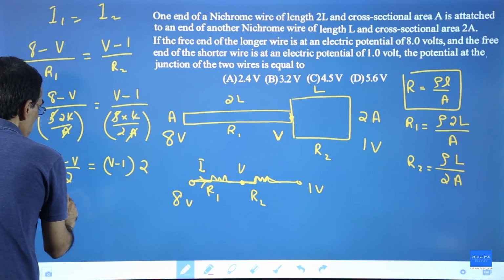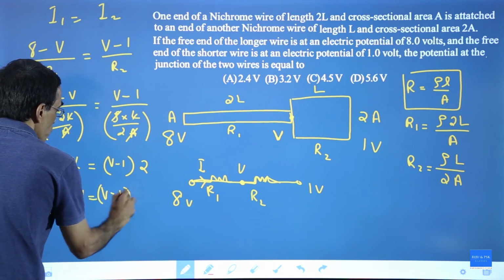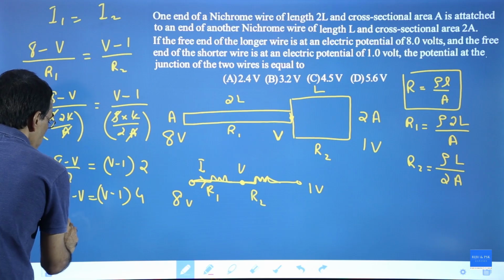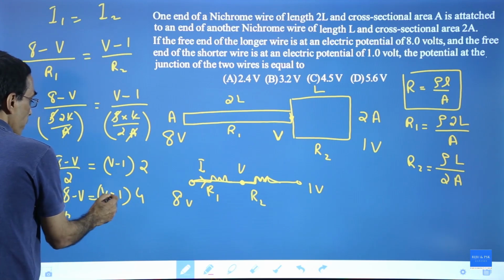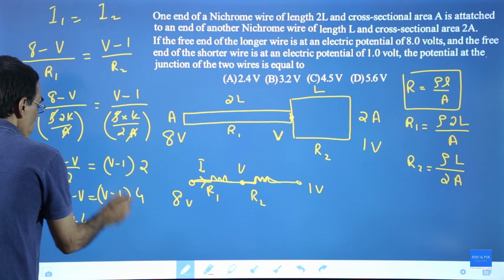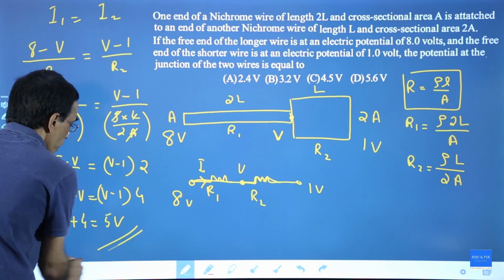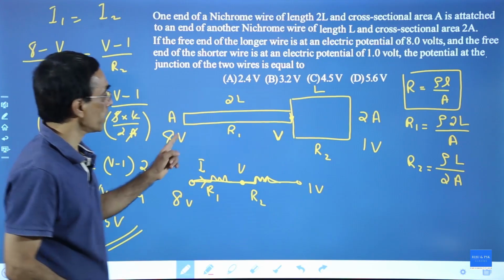So this is nothing but 8 minus V equal to V minus 1 into 4. So you will get 8 here, minus 4 will come here, plus 4 equal to, V go over there and you will get 4V plus V, you will get 5V, you can solve this. So this is the basic idea.